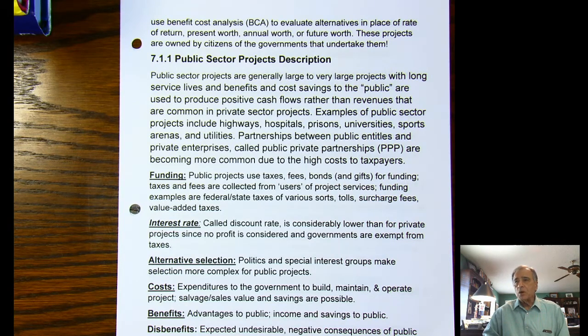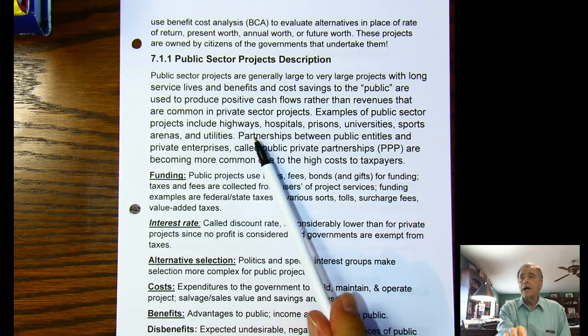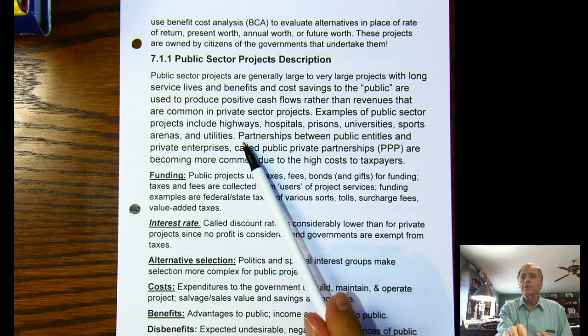Typical local projects might be local highways. For example, Major Drive in Beaumont could be considered a local highway project.